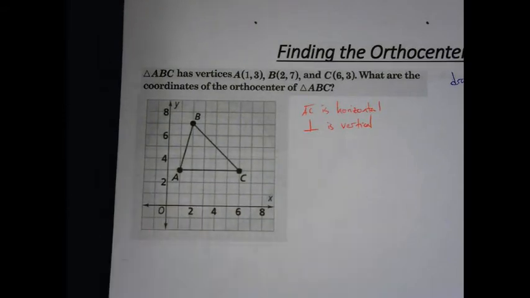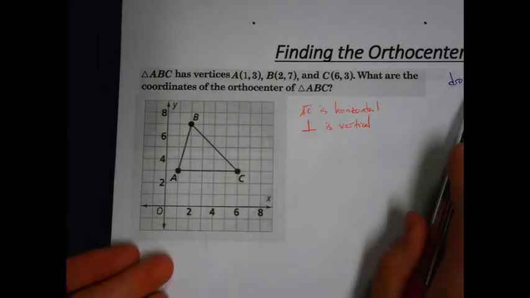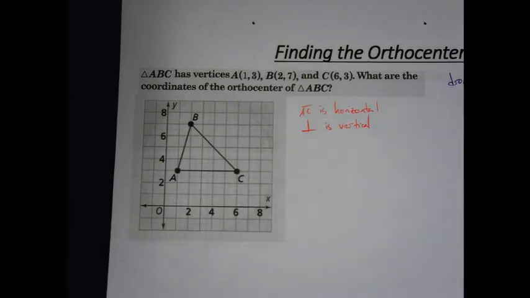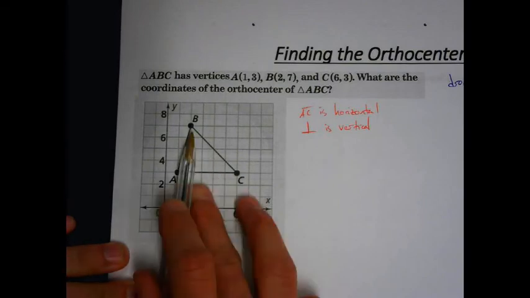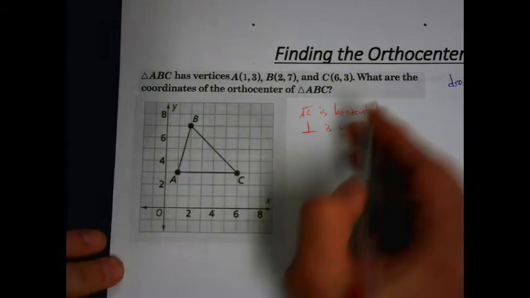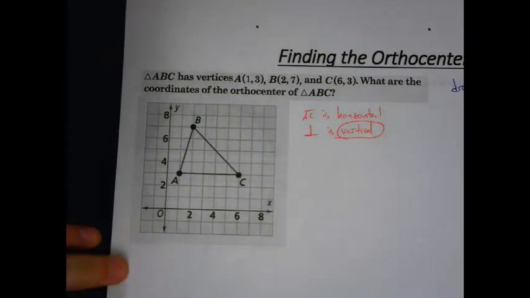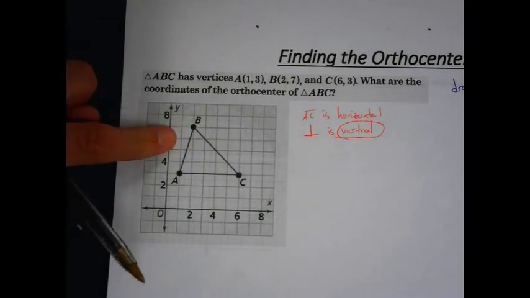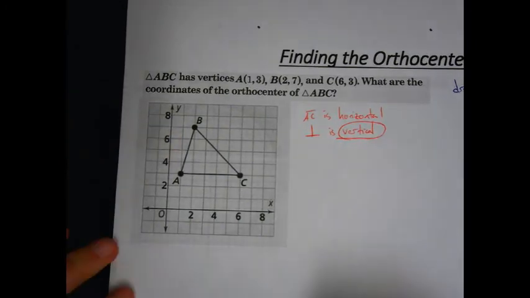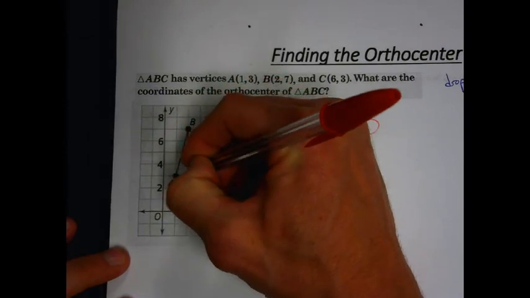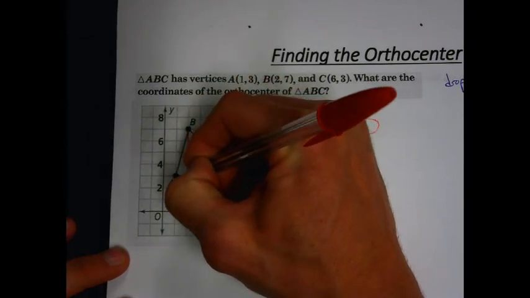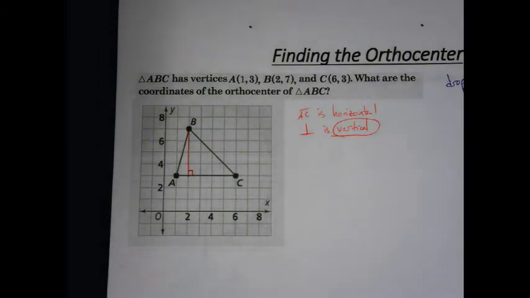But remember, altitudes have to go from the vertex. So if AC is the side, what's the vertex? The vertex is going to be B. That means from B, we have to draw a vertical line. So from B, we draw a vertical line, perpendicular, altitude. Now, what are we going to do to find the other ones?